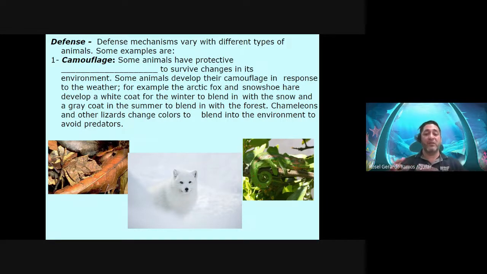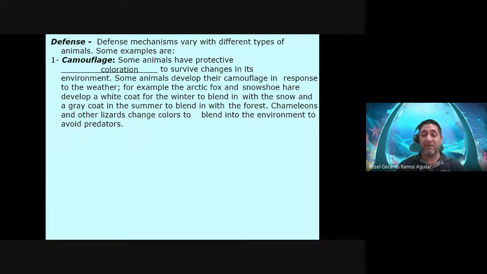Chameleons and other lizards change color to blend into the environment to avoid predators. You can see the example of the Arctic fox, chameleon, and the lizard here. Sometimes they camouflage to hunt, like the praying mantis, or to hide, like the Arctic fox.